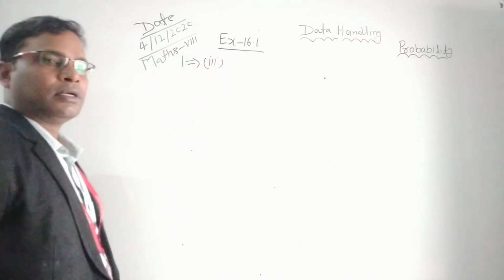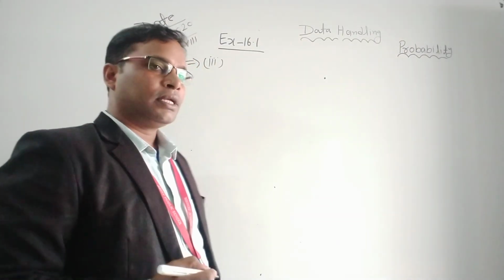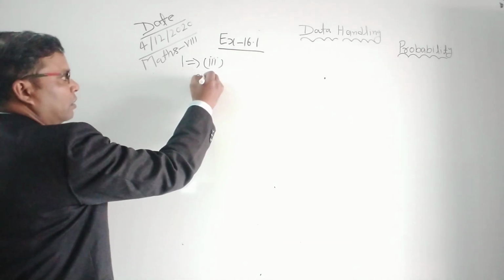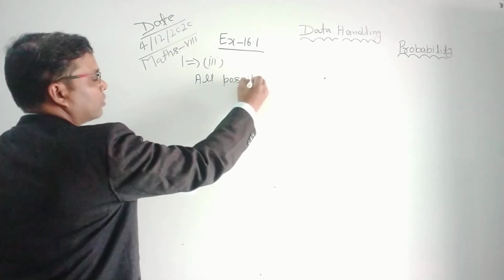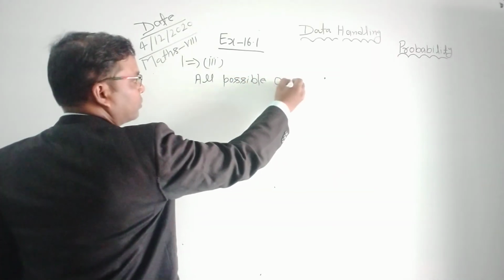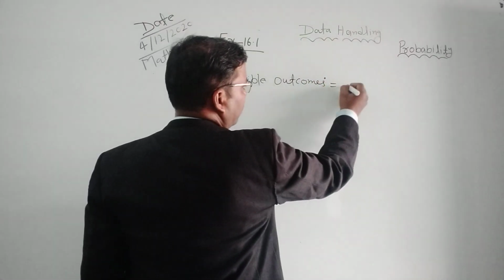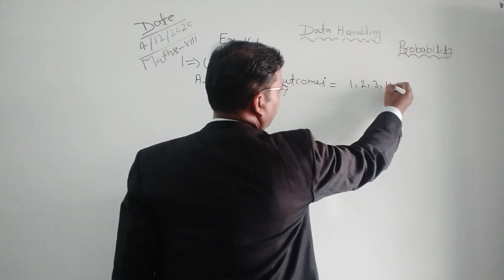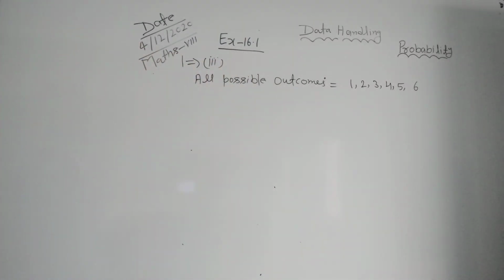And clear. So you can write here, when you throw a dice, all possible outcomes are equal to 1, 2, 3, 4, 5 and 6. This is clear. Now this is all possible outcomes.